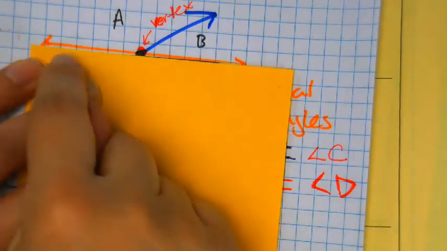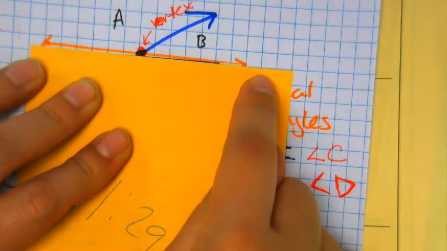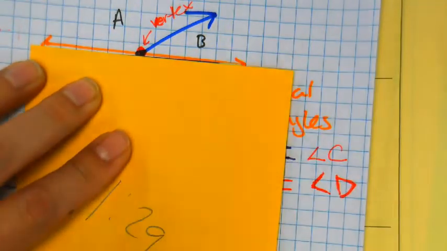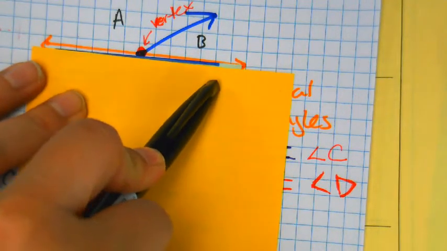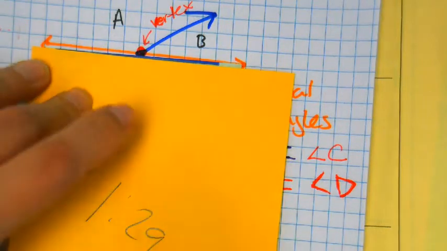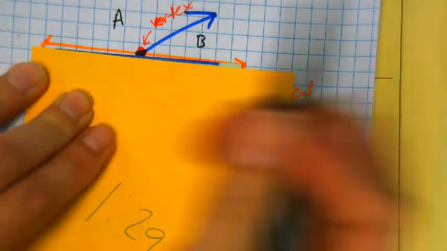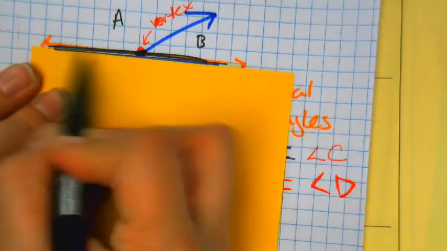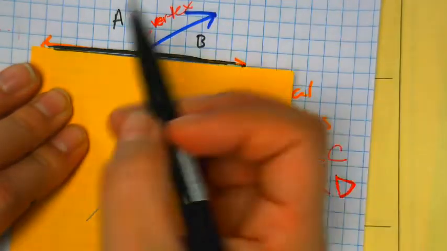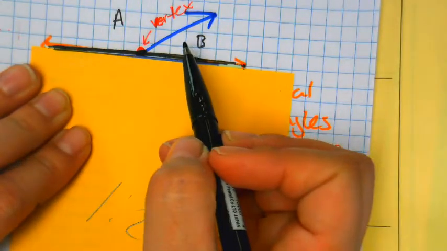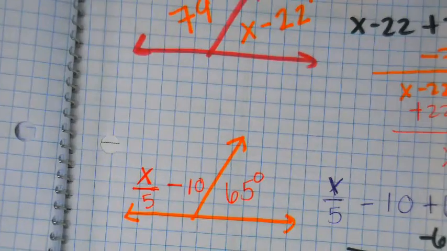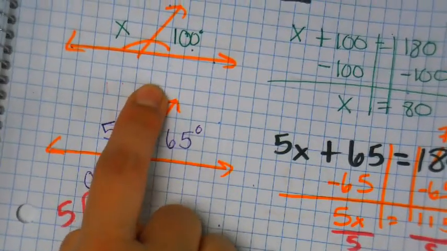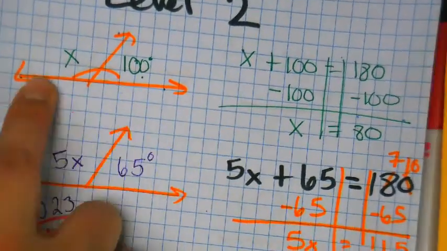Do you see the straight line? What have we learned these past two days about straight lines? 180. When I first drew the orange line, I even asked you what it measures, and Wendy, I believe, said 180. I did that on purpose because I knew I was going to ask you again. So angle A and angle B equal 180, which is literally what we did right here.